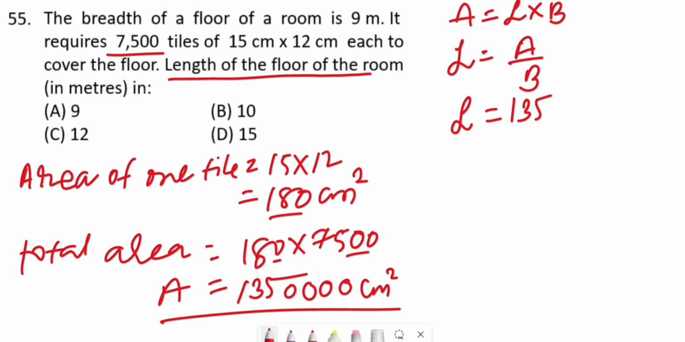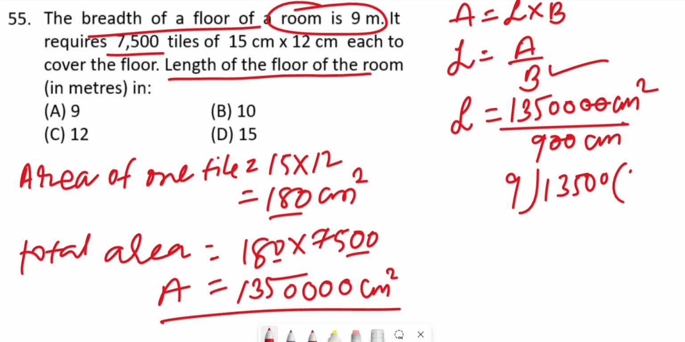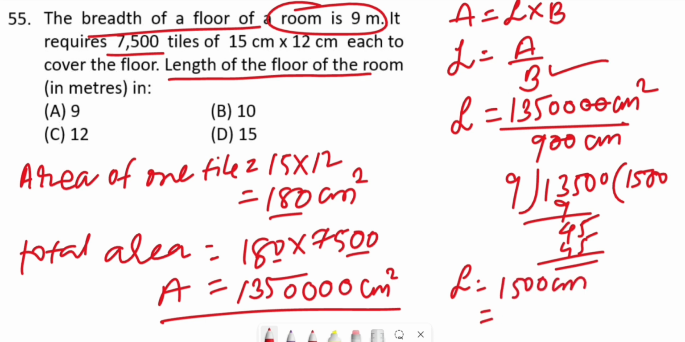Alright, so let us substitute values. Area, that is 135 with 4 zeros, divided by breadth. Breadth is given 9 meter, so we have to write it in terms of centimeter, that is 900 centimeter. Alright, so 2 zeros gone. So let us divide 13500 by 900. So actually it is 15, 9 135. Alright, so keep 2 zeros as it is, and this is in terms of centimeter, so in terms of meter it is 15 meter.